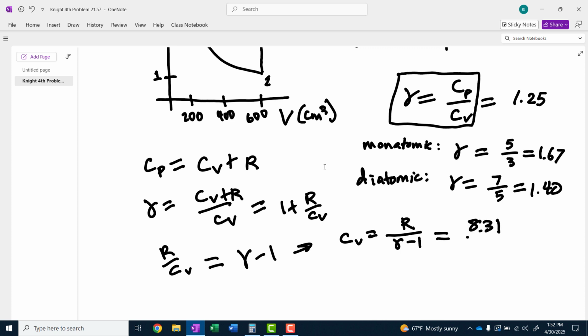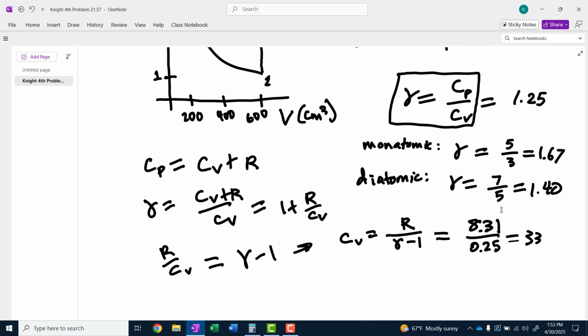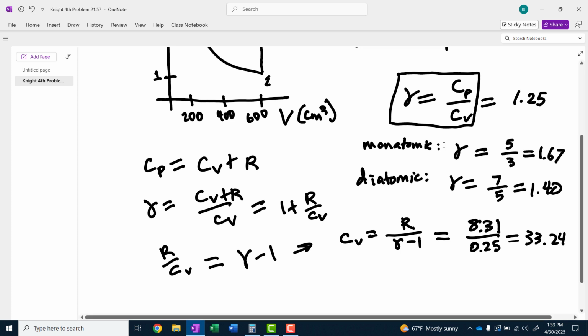8.31 over, well, 1.25 minus 1 is 0.25. And can I pull up my handy dandy calculator here? Yeah. So let's see here. 8.31 divided by 0.25, or basically multiplied by 4. Well, not basically, that's exactly what it is. 33.24. Well, that's rather high. Okay, moving on.